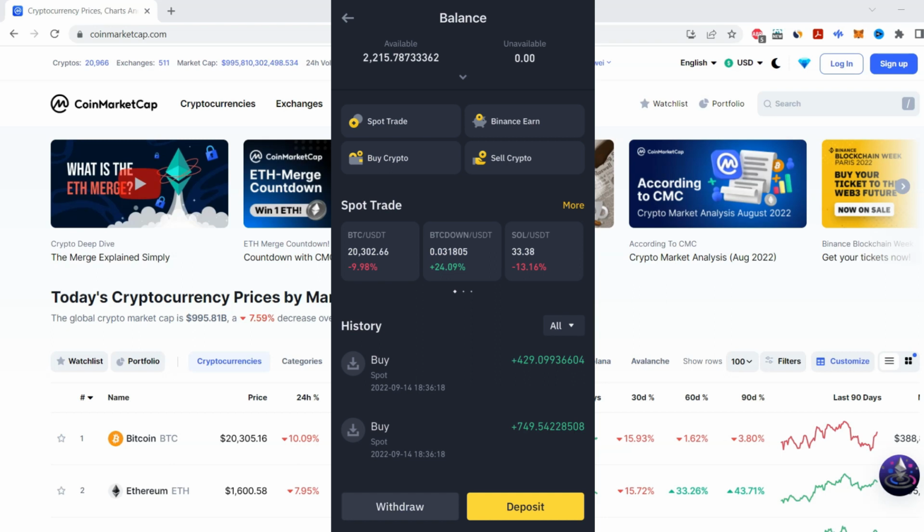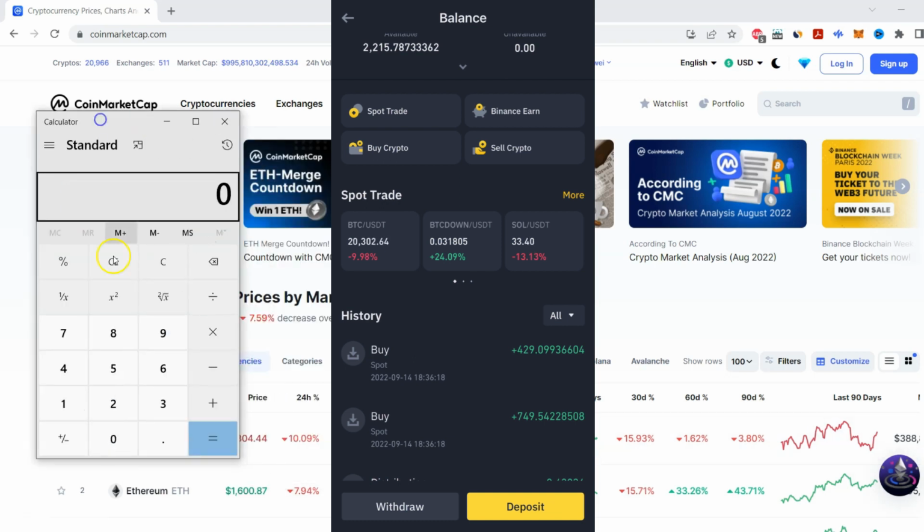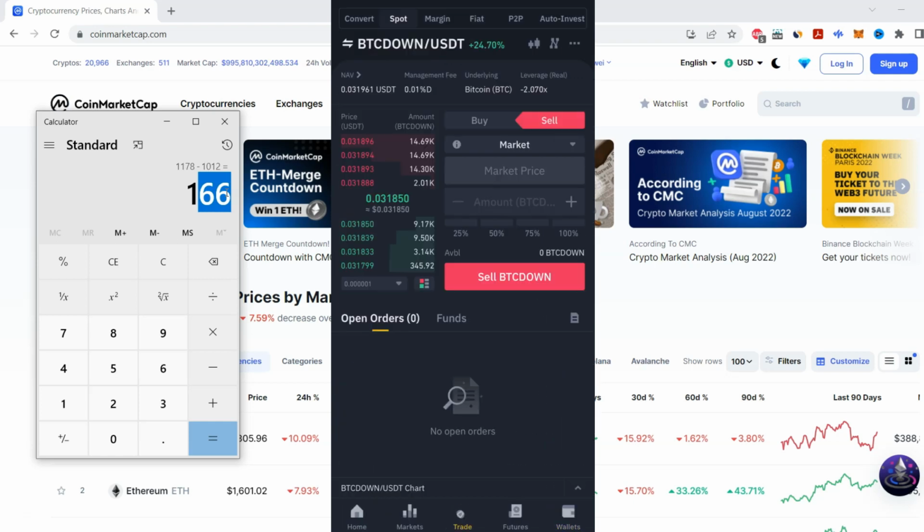Two hours later. Alright guys, so we are able to redeem it. You can see here $749 plus $429. Let's calculate it. 429 plus 749, minus our initial investment of 1012. So the profit is around $166 from shorting Bitcoin inside a spot market.